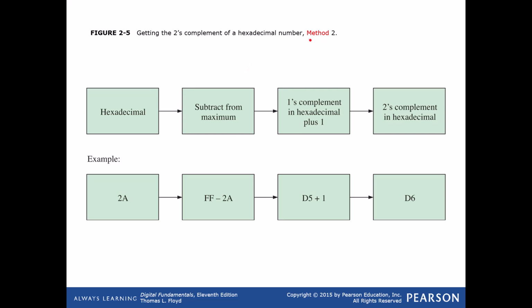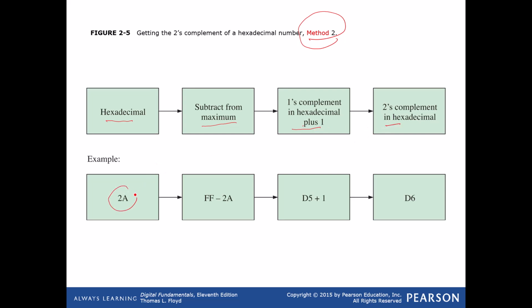Another method, another way. Again, you don't have to use this one, but some people find it easy. What you do is get the hexadecimal, subtract it from its maximum number, and you get the first complement, and then you add 1 to get the 2's complement. Let's look at some examples.